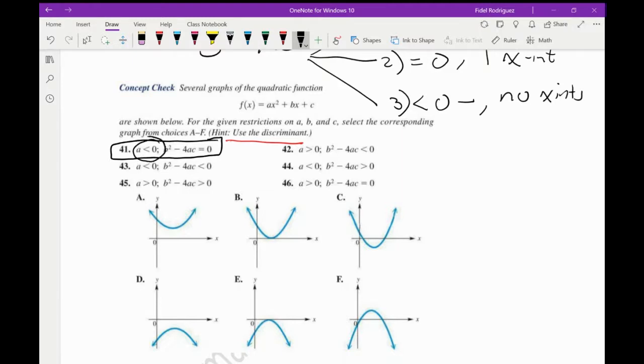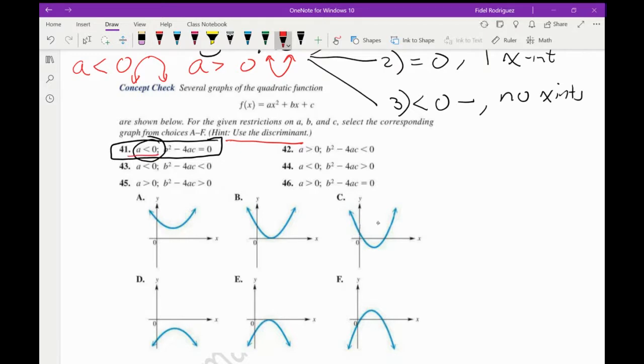First thing it tells me, the number A is negative. So remember, I'm going to write this part over here again. A is less than 0 and A is greater than 0. When it's less than 0, the graph opens down. When it's greater than 0, or positive, then my graph opens up.